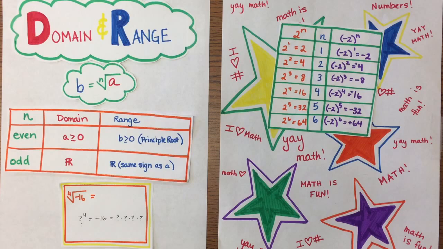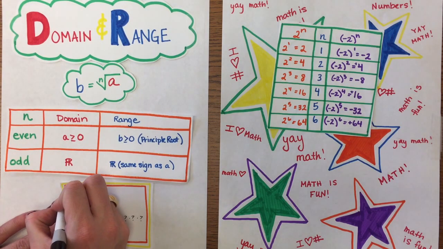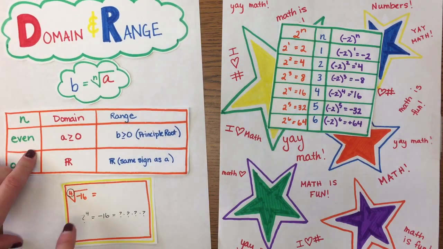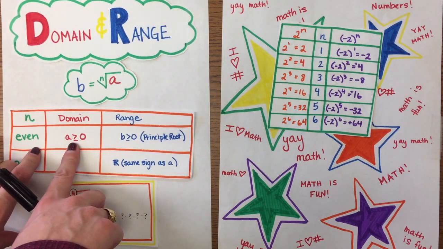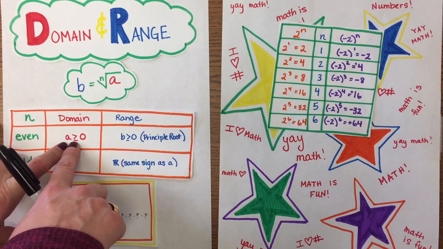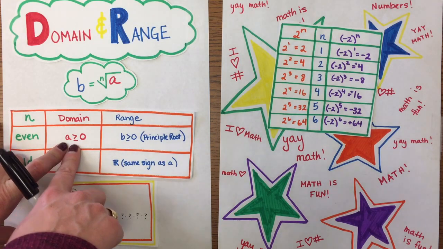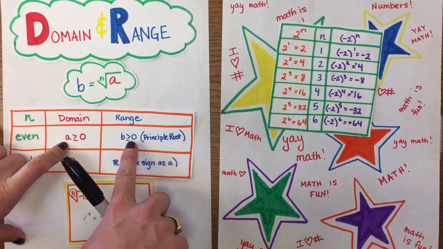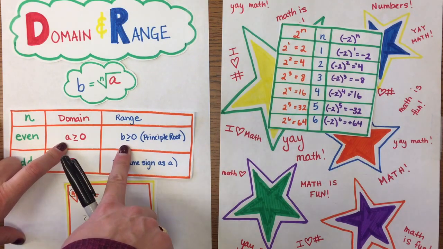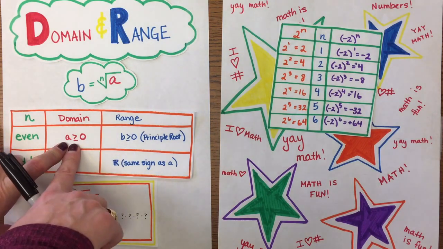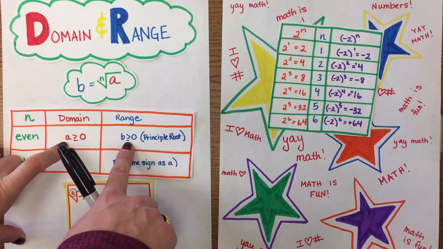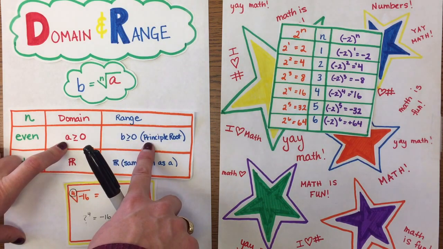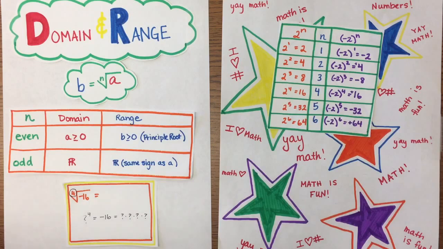This is true of any number multiplied by itself an even number of times. So if this index is even, I can't have a negative number under the radical. So the radicand must be positive or 0. Because of principal roots, my root must be positive or 0. So the domain is that we have to always have a positive number, and the range is that this value is always going to be positive. That's what we ensured with our principal roots.